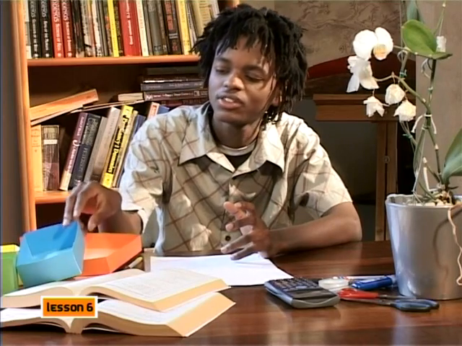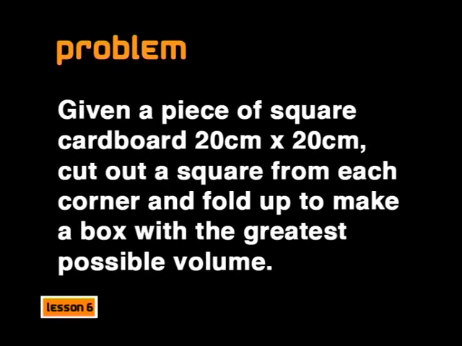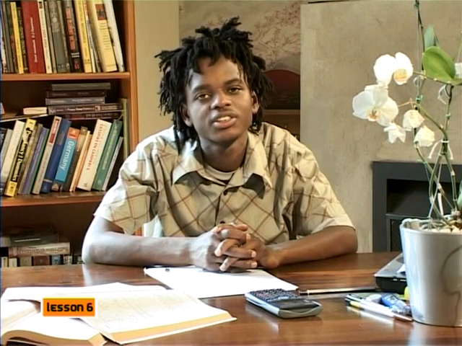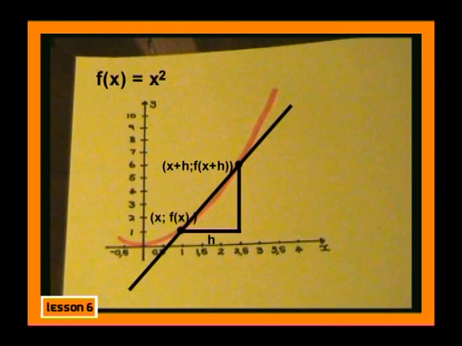Now, MacGyver, do you remember where our whole journey of discovery started? If I remember correctly, we started this whole journey because we wanted to find the maximum volume of a box made from a 20 centimeter by 20 centimeter square piece of cardboard. Are we finally ready to answer this question? Almost. But first we need to introduce a little more notation. Okay, let's do it. To start with, what we call the gradient here is the gradient of the straight line between the point x, f(x), and x plus h, f(x plus h).